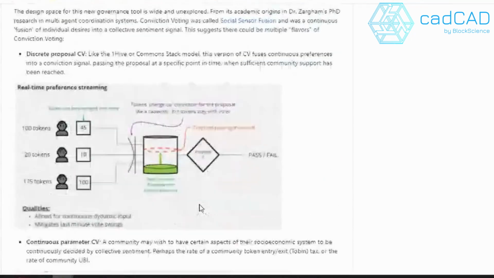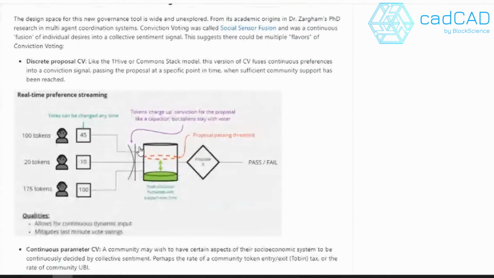There's also a few different flavors of conviction voting, and the one that we're looking at primarily in this notebook is a proposal that has a threshold that is passed. So essentially, people who hold tokens can vote on proposals. They don't actually send those tokens anywhere. They stay with the user, but they charge up this battery of conviction. And when that battery hits a certain threshold, like a neuron firing with an action potential, the proposal passes or it fails. This is very similar to how decentralized decision making is made in nature.